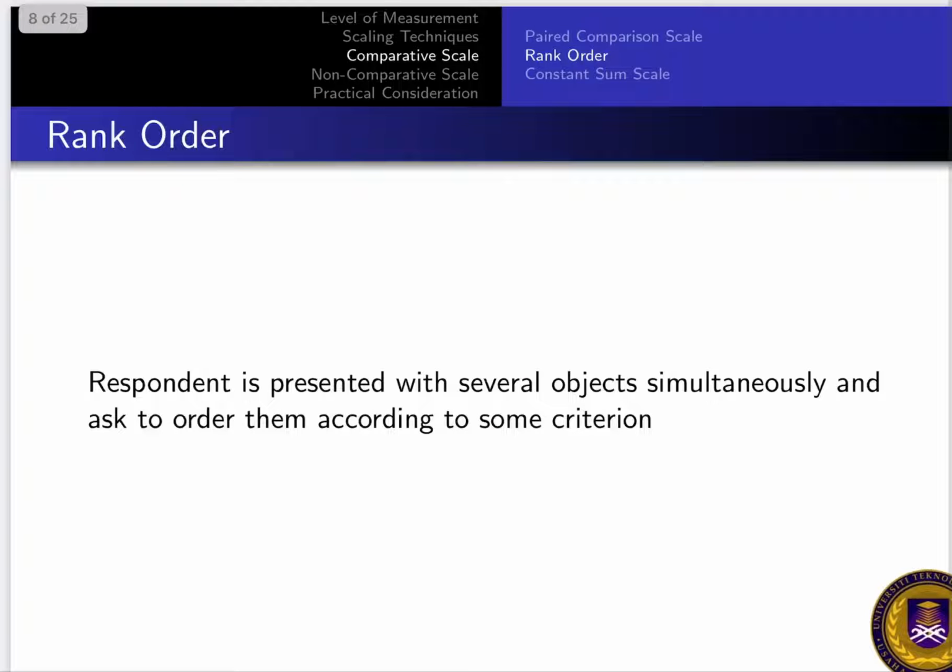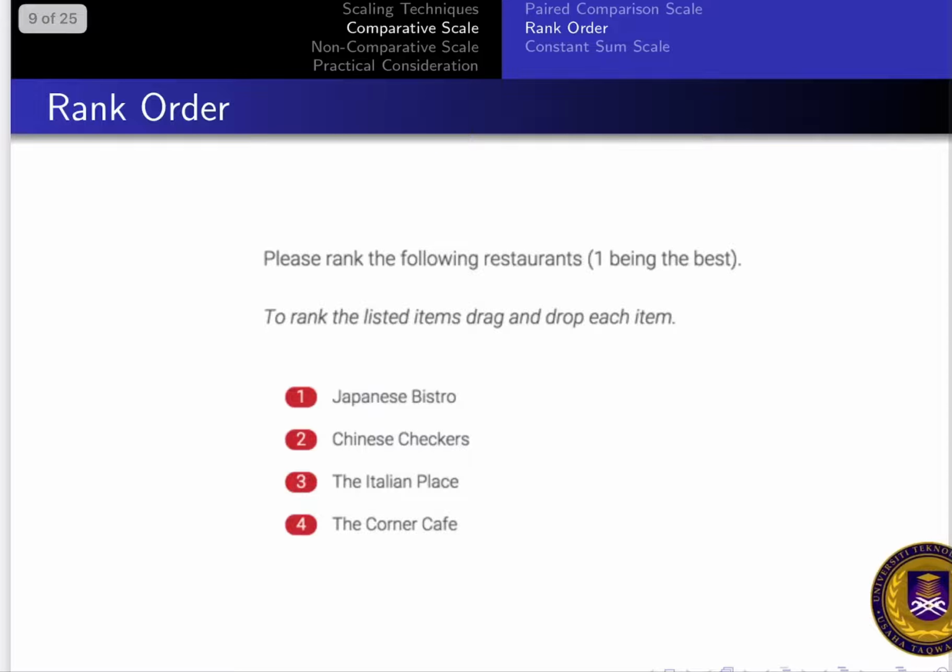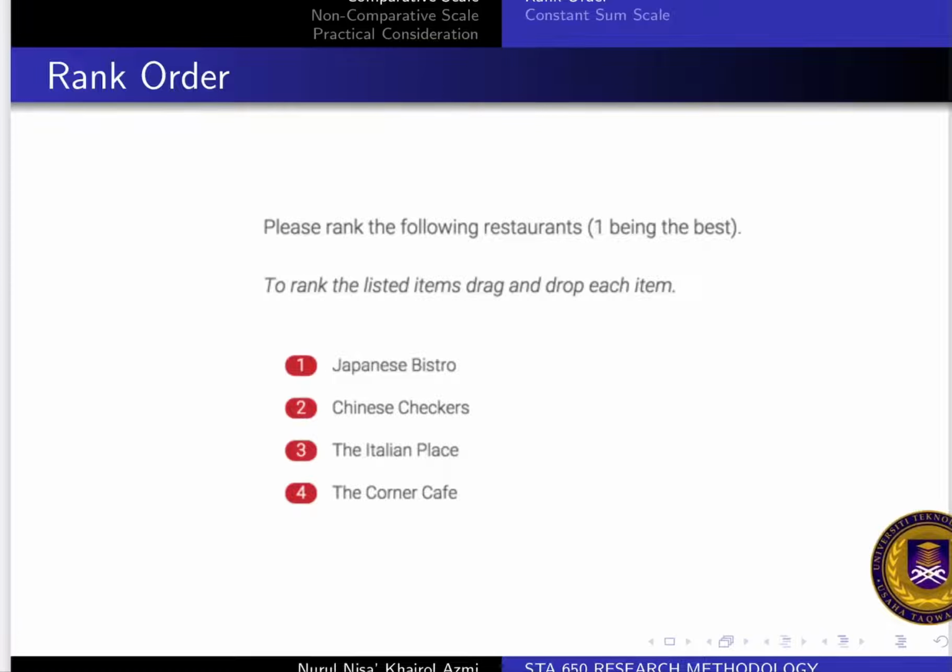The next scale under comparative scale is rank order. In rank order, the respondent is presented with several objects simultaneously and asked to order them according to some criterion. For example, please rank the following restaurants, one being the best. They list 4 restaurants, and you have to rank which one is the best. Let's say the best one is the Italian place, so you put Italian as number 1, followed by Chinese crackers as number 2, number 3 the corner cafe, and the 4th one is Japanese bistro. So you rank the preference in order.